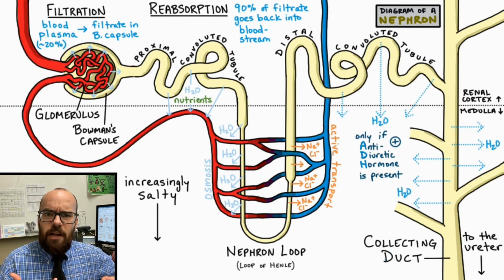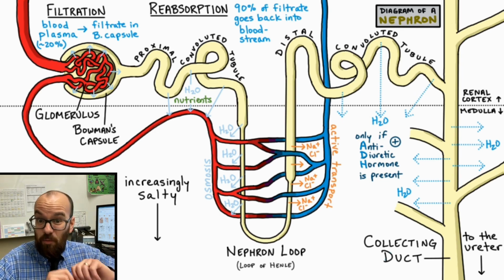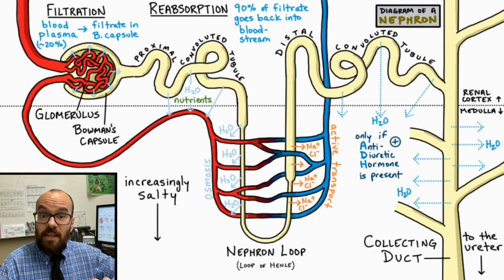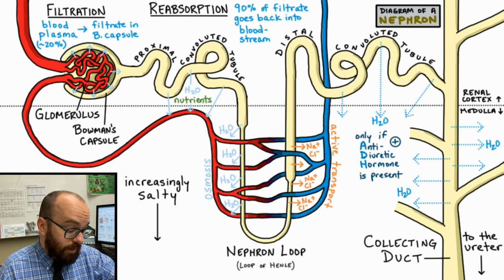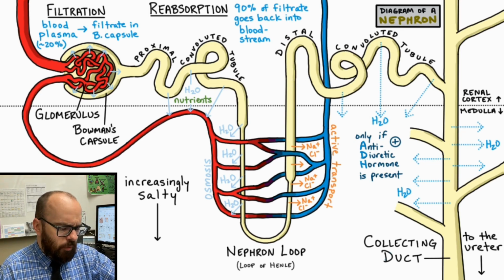But what if we're not dehydrated? What if we've been drinking plenty of water and our body actually has more water than it needs and wants to get rid of some of that water? Well, then our brain, our pituitary, is going to stop releasing ADH, antidiuretic hormone. If antidiuretic hormone is not present, then the distal convoluted tubule and the collecting duct will not be permeable to water. So in other words, all of the filtrate that enters into the distal convoluted tubule is going to stay there as it travels through and down the collecting duct.